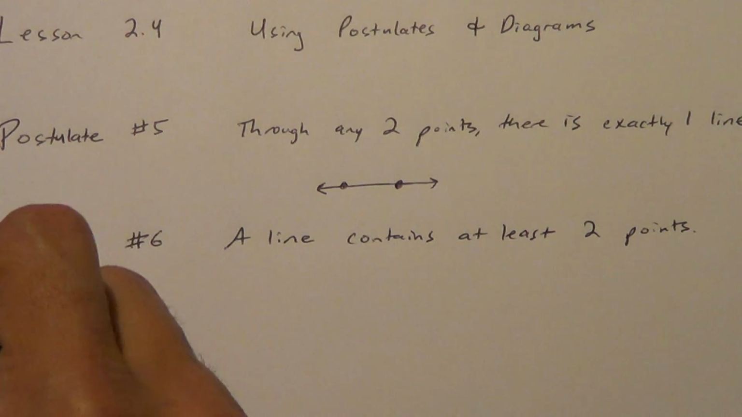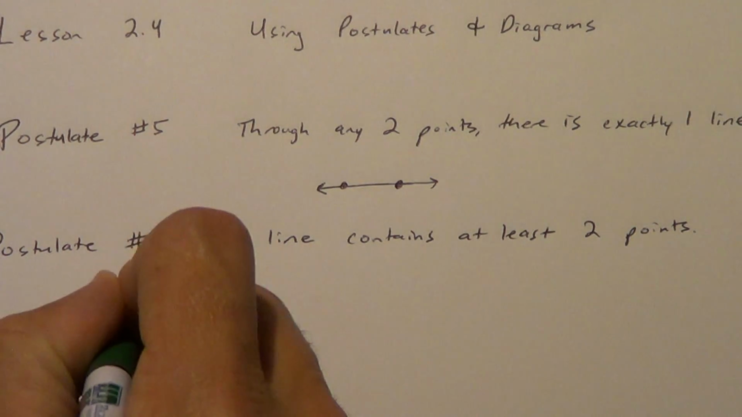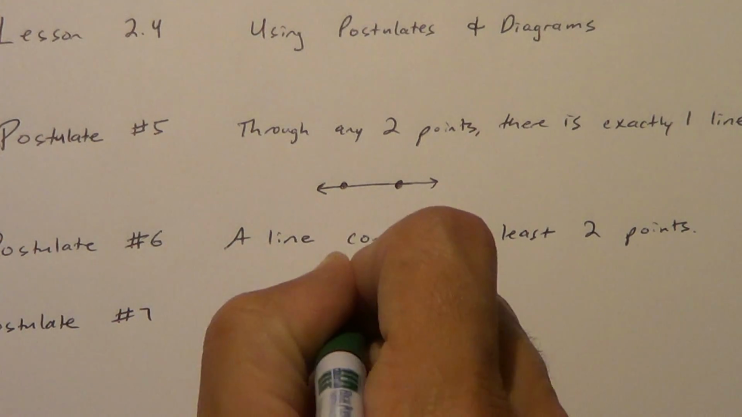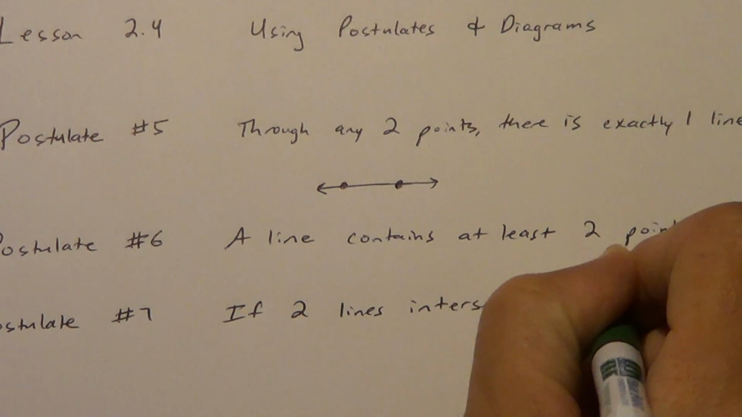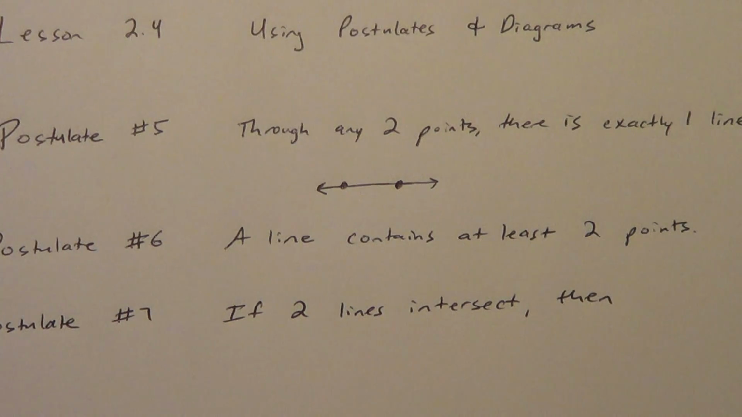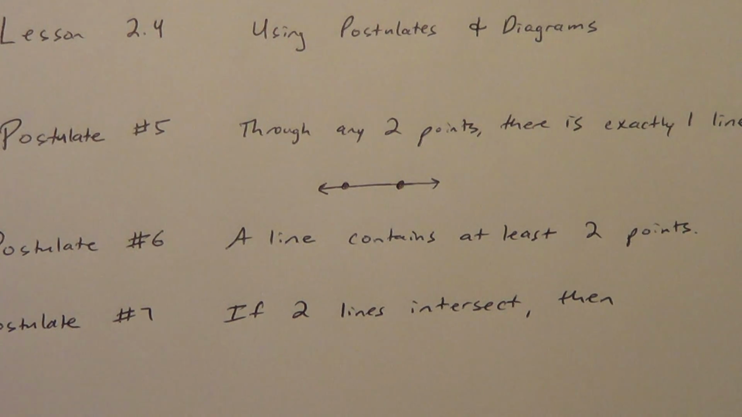Postulate 7 says if 2 lines intersect, then, remember if-then statements, we were talking about those back in lesson 2.3, so this is an if-then statement. If 2 lines intersect. And remember we talked about how if means it may or may not happen. So it's possible that 2 lines don't intersect. Think about that. What kind of lines don't intersect? You guys remember that from previous class? Right? Parallel lines don't intersect. Later on we're going to learn about another type of lines that don't intersect as well. They're called skew lines, but we'll get to that later.